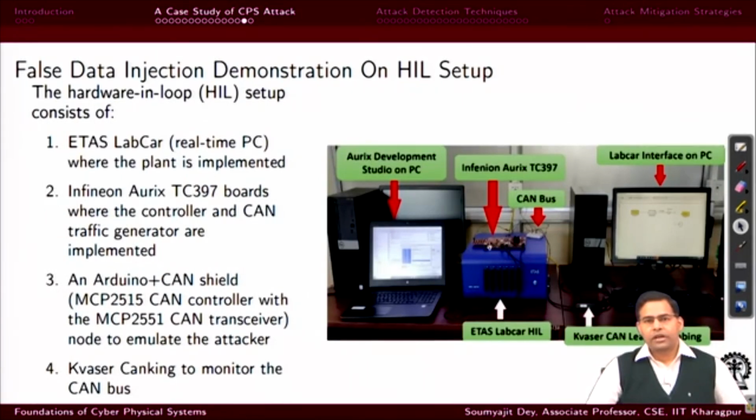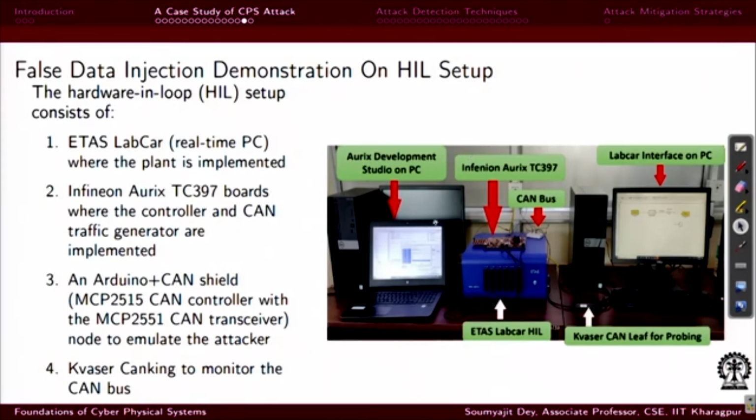Now, this is a small setup using which you can actually do such an attack injection. So, let us say you have this Infineon board which is an ECU, and you are attaching a CAN controller and a CAN bus to that, and let us say you are running a controller in this board, and that controller is attached to a plant, and that plant is running in this hardware in the loop simulator. It is a real time simulator where you are actually simulating the plant model in real time, and this Infineon Aurix TC397 board is where the CAN controller is running, and CAN traffic generator is also implemented.